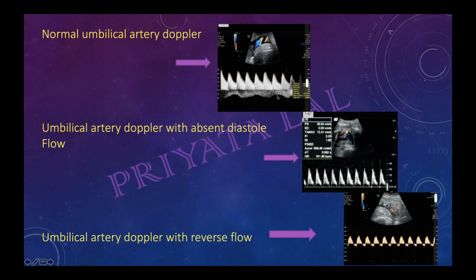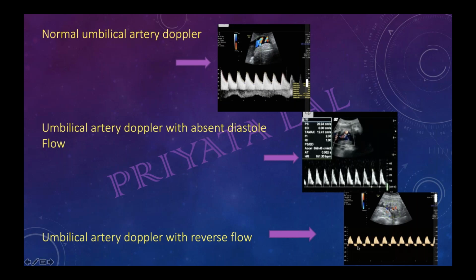Now if you go to the third part of that chart, they have put two Dopplers together. One is when the umbilical artery Doppler has absent diastolic flow. Now you see it here: this is the umbilical artery Doppler, but there is no flow in the diastole, so it is absent diastolic flow. Okay. Now you will find another term they use, reverse flow. This is the umbilical artery Doppler when the flow is reversed. Now you can see it here, so this is the reverse flow.